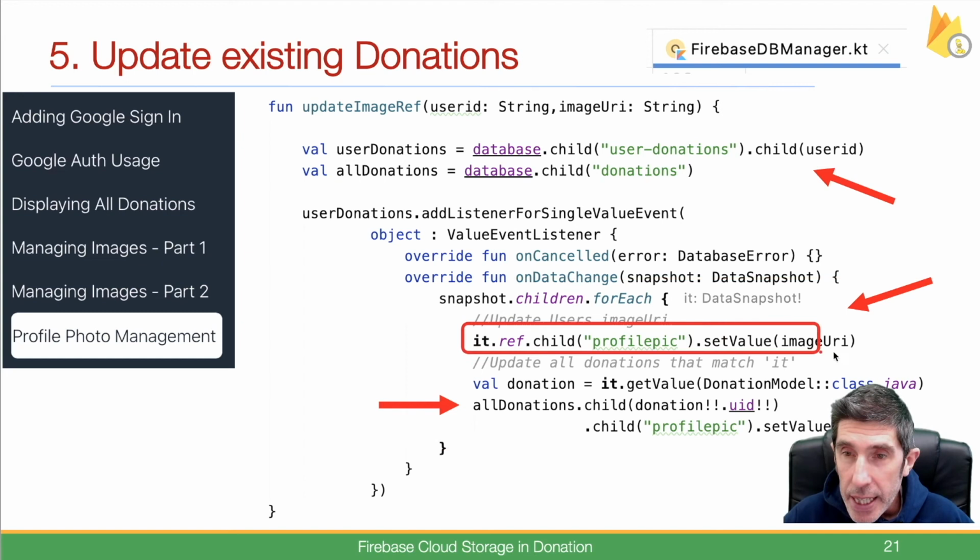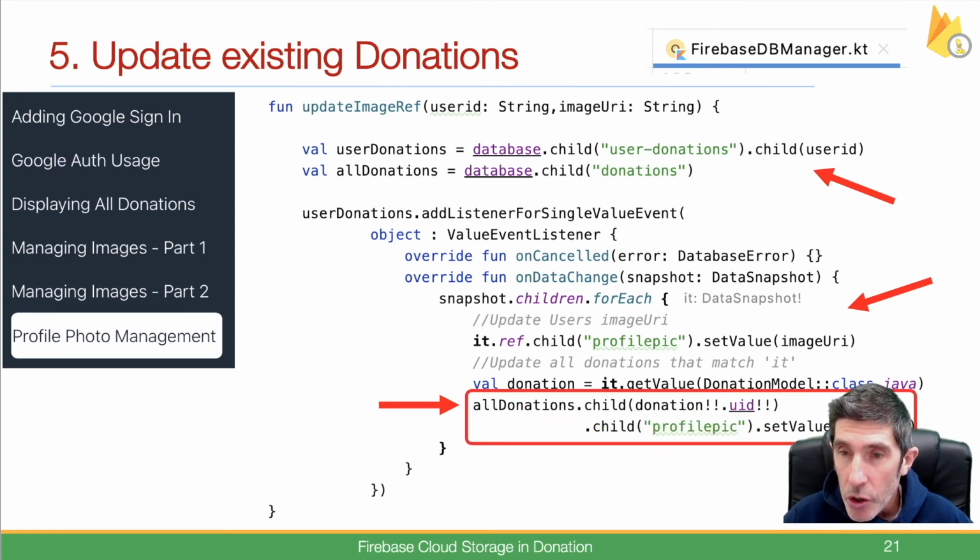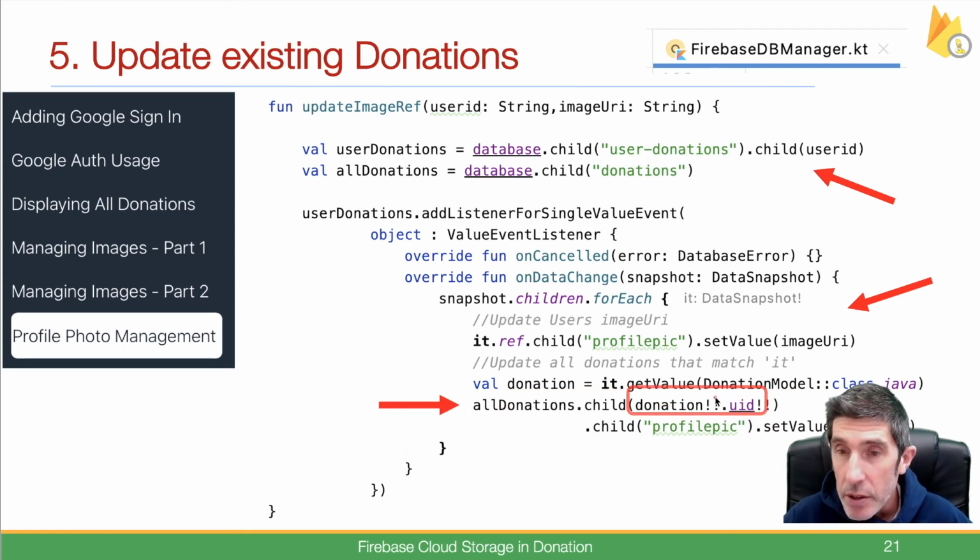I update and set that value to the new image URI, in the particular profile pic field. And because we're going through each donation, I get the donations on all donations and cause another update on each donation. Sorry, I take the UID from the donation that we're looking at. So as we're running through all donations, we're only going to set the value of the donation that matches the user's donation. So this is only going to update the relevant donations that are tied to the particular user.